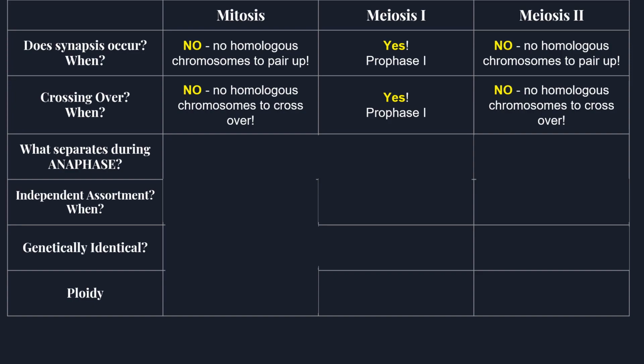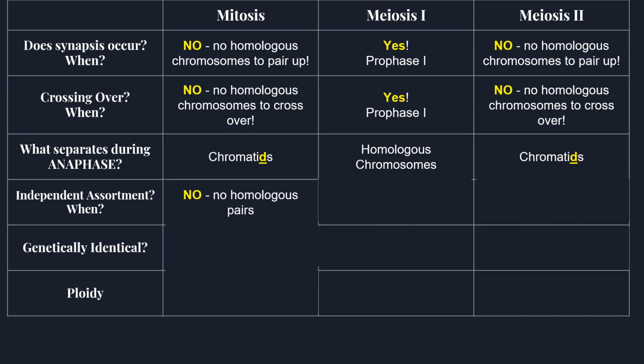All right, now what separates during anaphase? This is something that a lot of students struggle with. So during anaphase of mitosis, sister chromatids are being pulled apart, right? In contrast, in meiosis 1, since we have that homologous pairing, that synapsis that occurred in prophase 1, what gets pulled apart during anaphase 1 is homologous chromosomes. All right, so full chromosomes are separated from other chromosomes during meiosis 1, whereas in meiosis 2, we're back to splitting those sister chromatids.